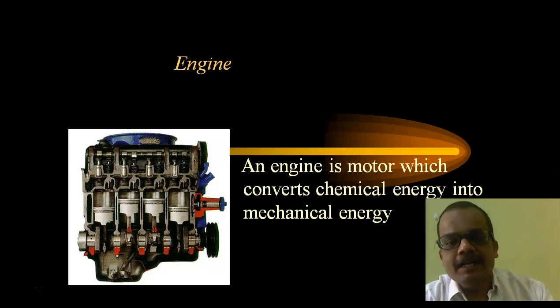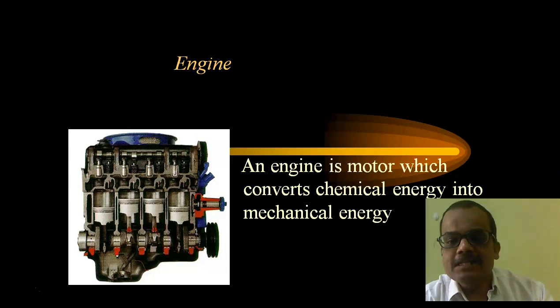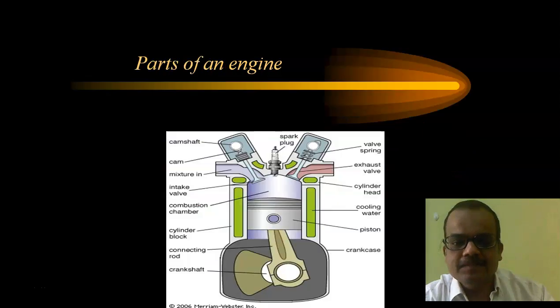So broadly it can be classified as an IC engine and an EC engine. IC engine is the internal combustion engine and EC is the external combustion engine. What is the IC engine? When the combustion of fuel takes place inside the cylinder, it is called an IC engine, internal combustion. When the combustion of fuel takes place outside the cylinder, it is called the external combustion engine.